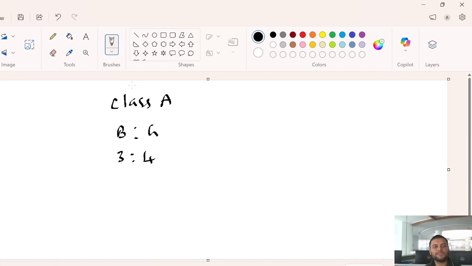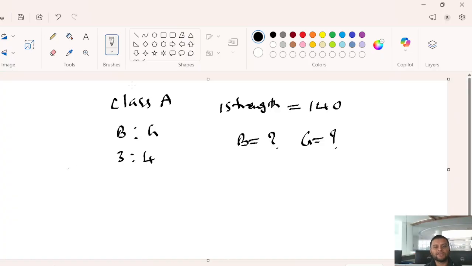In a class, boys and girls are in the ratio 3 is to 4. The total strength of the class is 140 students. Then the question is how many boys are there and how many girls are there. That is the question.